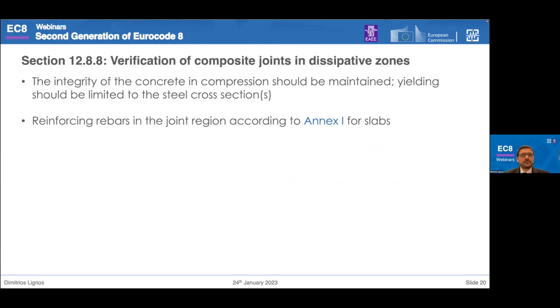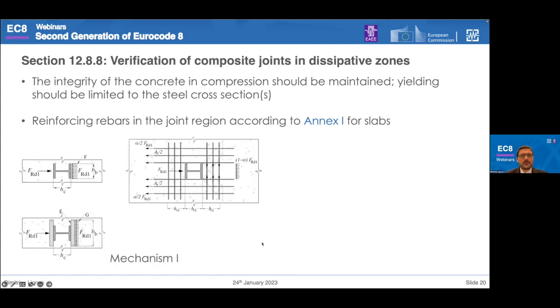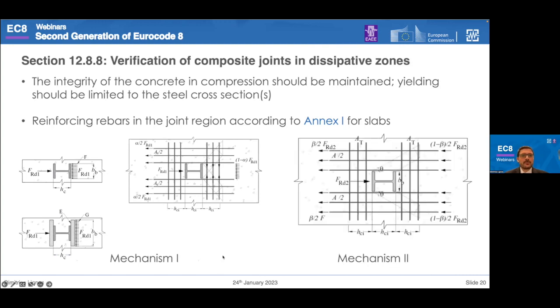Now, moving along with the verification of composite joints in dissipative zones, the integrity of the concrete in compression should be maintained and yielding should be limited to the steel cross-sections, as was done before. Reinforcing rebars in the joint region should be detailed according to Annex I for slabs. This annex has been refined with the primary mechanisms acting on the slab, including mechanism one, which relates to direct bearing on the column, as well as mechanism two, which relates to strut and tie.